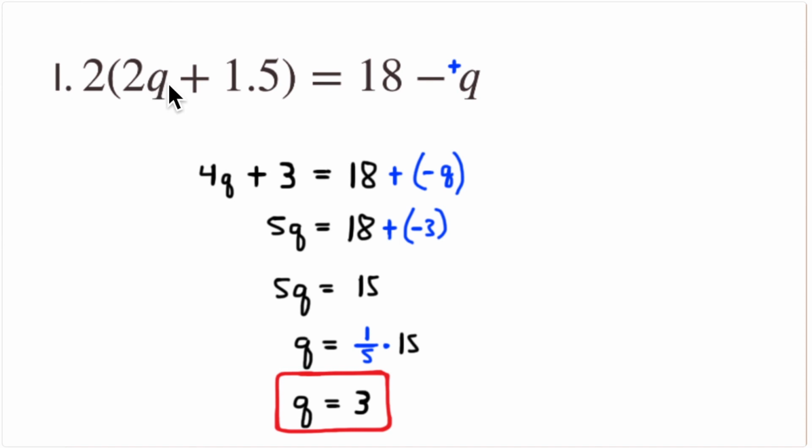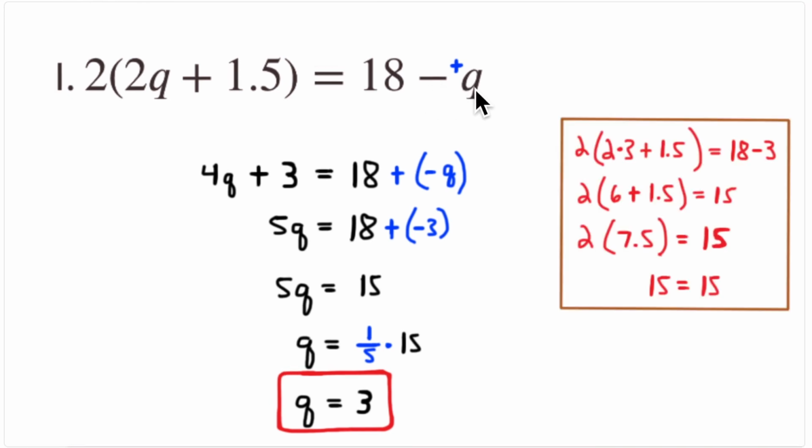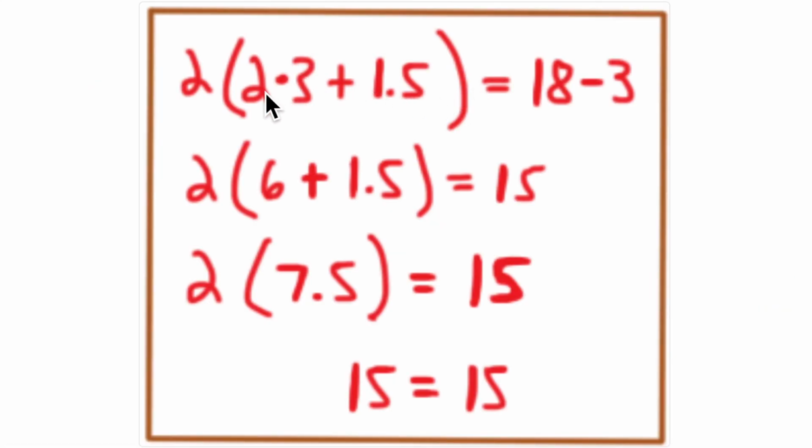So 2 times 3 is 6. And replace this q with 3. So subtracting a positive 3. Zoom in on that a little bit. So 2 times 3 is the 6. And then add that to 1.5. So 2 times 7.5 does equal 15. And on this side, 18, I could say plus a negative 3, or 18 minus a positive 3 is equal to 15. So you get 15 on this side. So you end up with 15 equals 15. So 3 is in fact a solution to this equation.